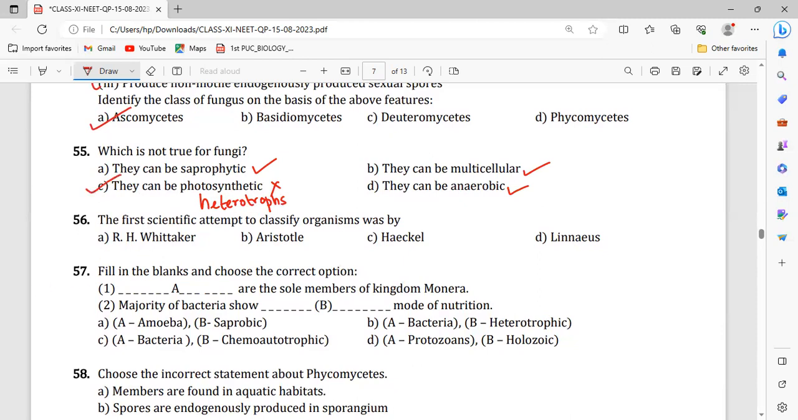First scientific attempt of classification. So first attempt was done by Aristotle. Then fill in the blank. So first one, A dash are the sole members of Monera, bacteria. So here we have in B and C option. Then majority of the bacteria show dash mode of nutrition. It is heterotrophic nutrition. So it is option D.